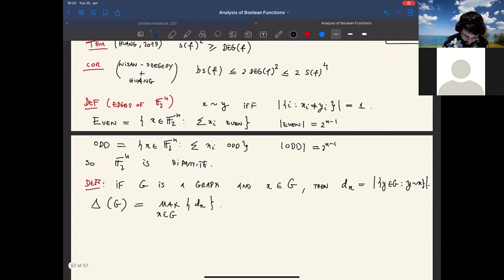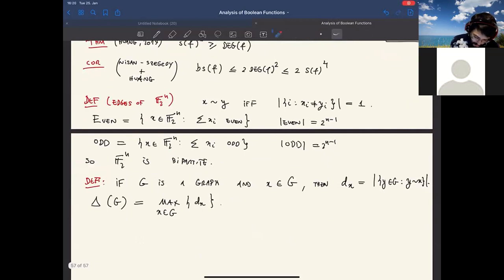So how many edges? Now we have a graph, and this graph has 2 to the n vertices. How many edges does it have? Well, it's a simple computation, actually. If you fix an x, you can choose any of the n positions to change, and so these are the number of edges.